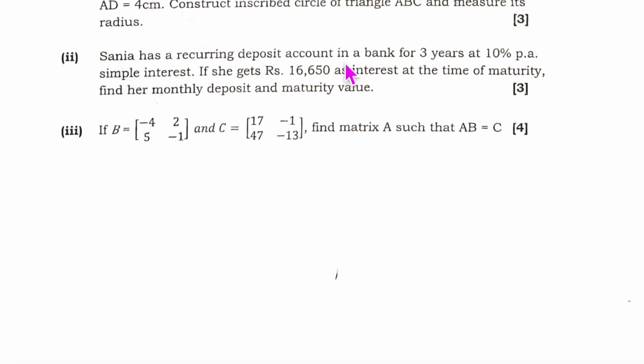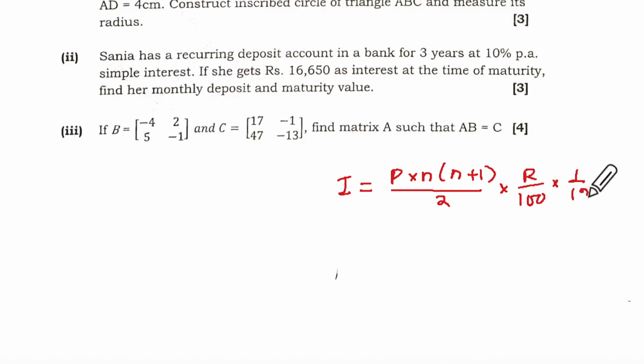What is this? Recurring deposit, 3 years, 10%. She gets blah as interest. As interest means it is I. So you have to use only the I formula. Do not use the MV formula. P into n into n plus 1 upon 2 into R upon 100 into 1 upon 12, correct? So 16650, have I copied it correct? They are saying find the monthly deposit.